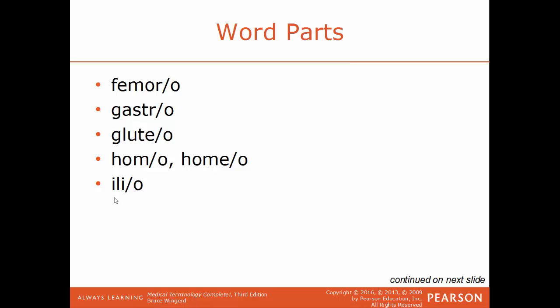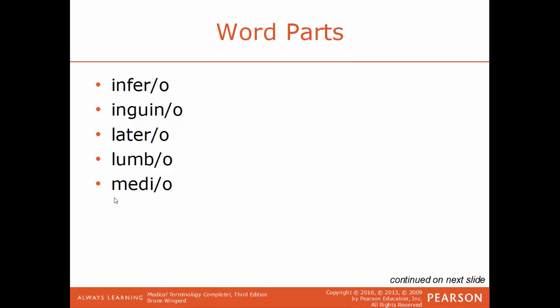Gastro is a reference to the stomach. Glute is a reference to the buttocks, so your gluteus maximus is the biggest muscle in the buttocks. Homo or homeo means the same. So a homosexual couple are 2 people of the same sex, so 2 men or 2 women. A heterosexual couple would be a male and a female, 2 different sexes. The last one on the slide, ili, is a reference to the ilium, which is one of the bones of the pelvis. Inferior or infero is a reference to inferior or below.